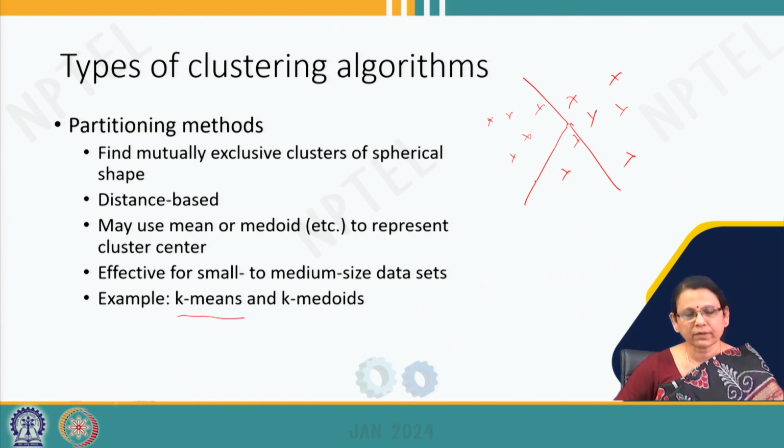That centroid can be either mean or medoid. If the centroid is mean, it is called k-means, otherwise it is k-medoid. They are very simple algorithms, yet they are very computationally expensive. So, they are typically suitable for small or medium data sets.